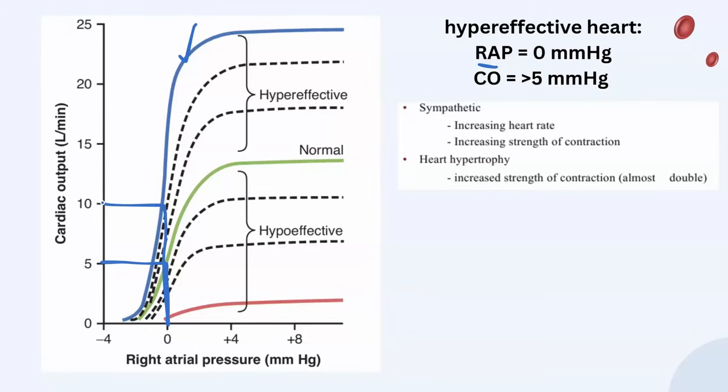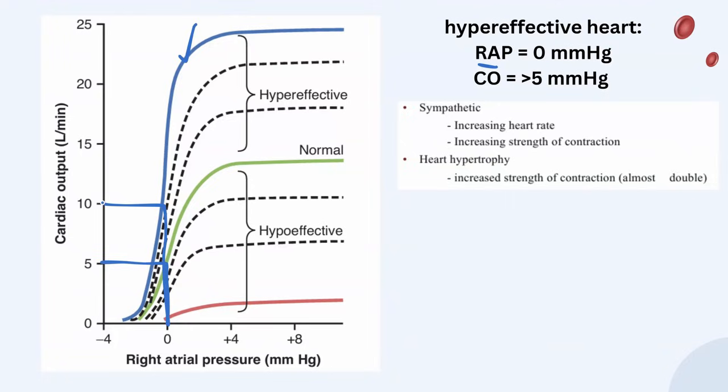And why is that? What are the causes of a hypereffective heart? Hypereffective means that it's working more than it's supposed to. It's trying too hard. This is because you either have increased sympathetic stimulation. When you have increased sympathetics, you have increased heart rate and increased contractility, which is strength of contraction. Or you have heart hypertrophy. That means that the walls of the ventricles are hypertrophied. There's more muscle mass.